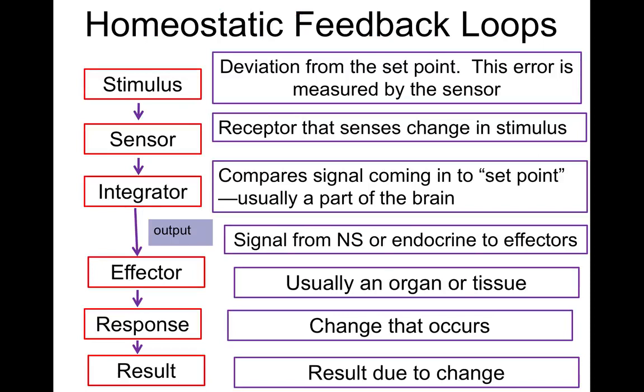Now, when we talk about homeostatic feedback, these are the components you need to know: stimulus, sensor, integrator, output, effector, response, and result. A stimulus is a change within your homeostasis. Going back to the example I was discussing with you, your body temperature, the stimulus would be body temperature going above or below the 37 degrees, which is acceptable. Now, within your body, you will have a structure that recognizes the change that is happening, and that's referred to as the sensor. When that sensor detects the change, it's going to report to its boss, which we refer to as the integrator.